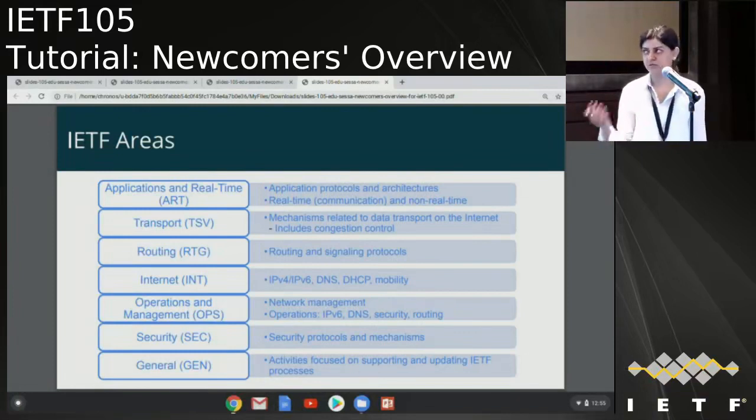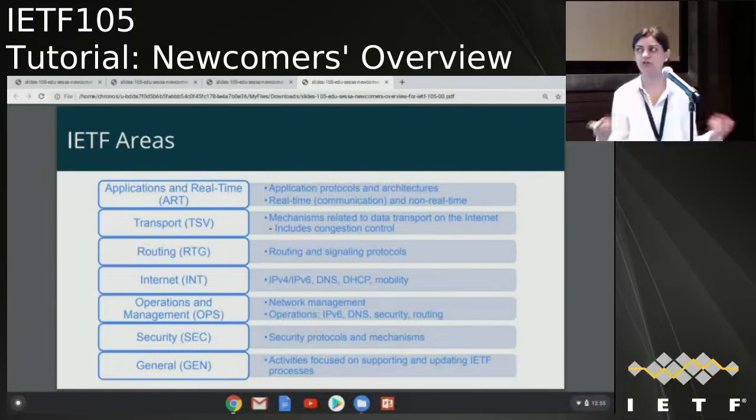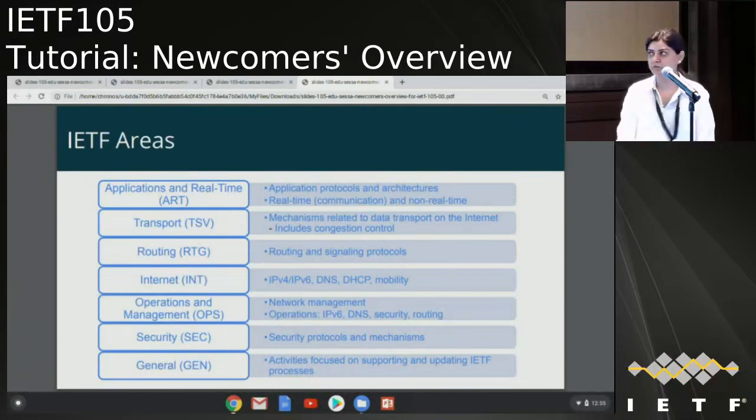These areas are mostly dynamic. We form one if we feel we need another area, and we can collapse one if we don't need any more working groups under that area. So currently there are these 7 areas. I'll not get into details of these groups, but the names are pretty self-explanatory.